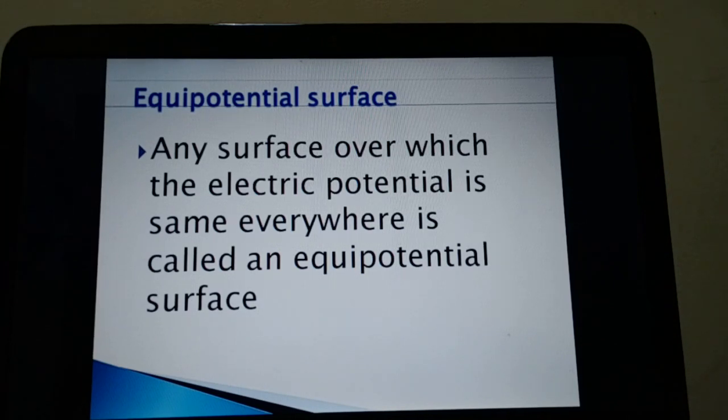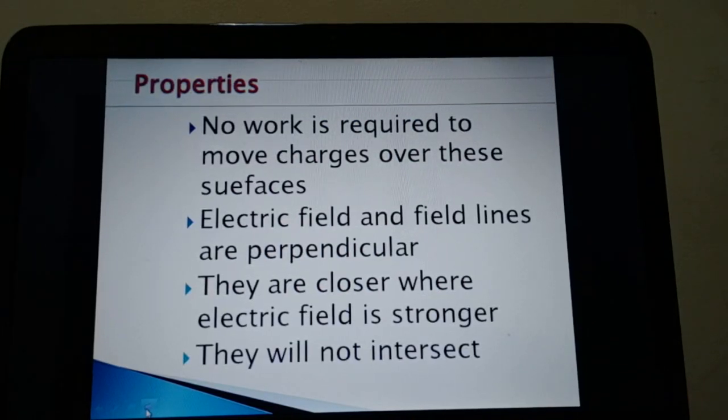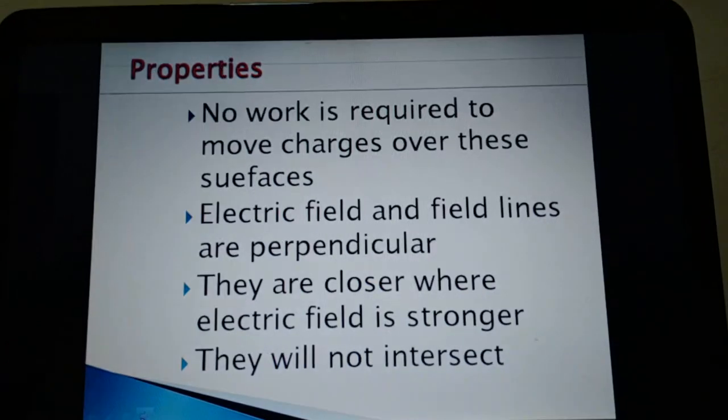Now we can see some properties of equipotential surfaces. The first property says no work is required to move charges over these surfaces. That we have already seen. In that sense only we have defined an equipotential surface. That is, no work is required to move charges over these surfaces.